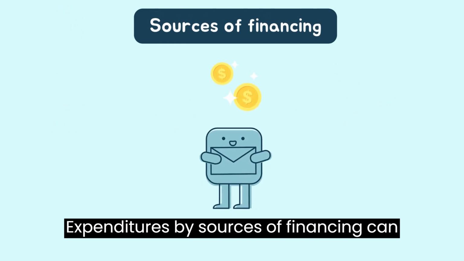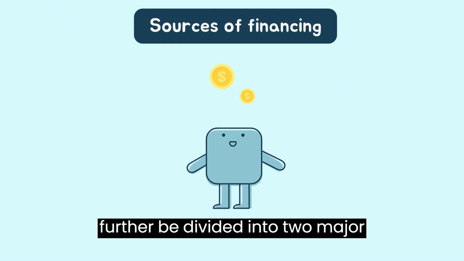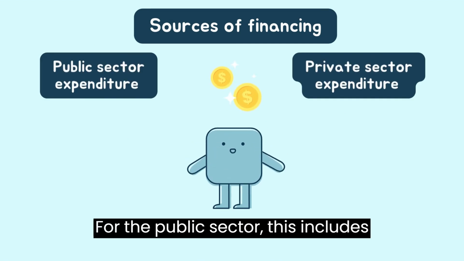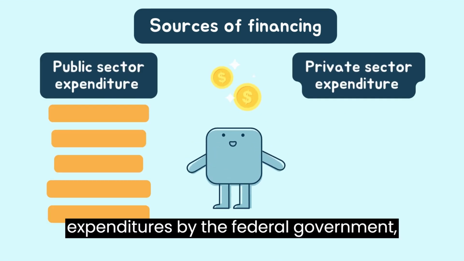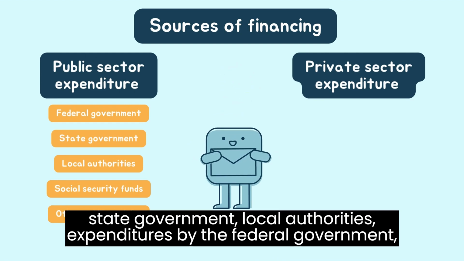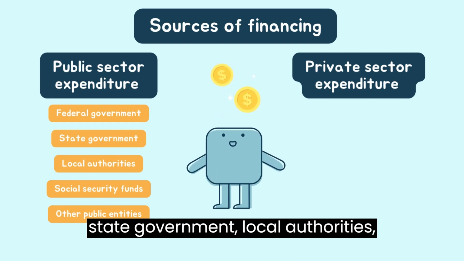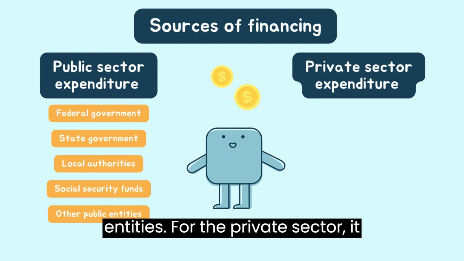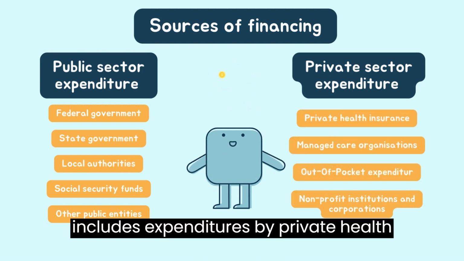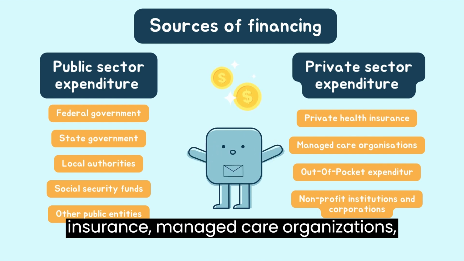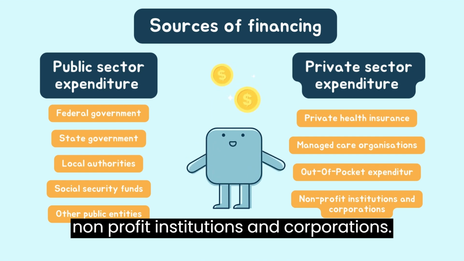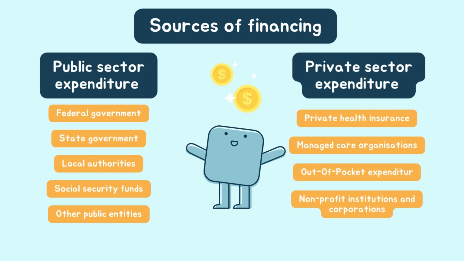Expenditures by sources of financing can further be divided into 2 major categories: public and private sector. For the public sector, this includes expenditures by the federal government, state government, local authorities, social security funds, and other public entities. For the private sector, it includes expenditures by private health insurance, managed care organizations, out-of-pocket expenditures, and also non-profit institutions and corporations.